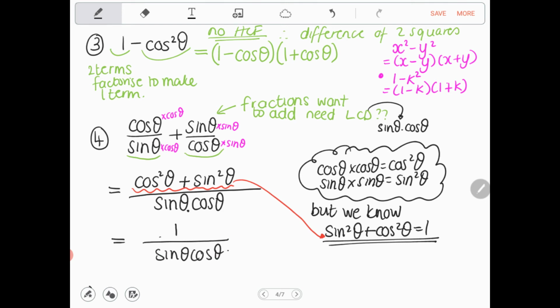So it's all about the algebra. The only trig in number 4 was replacing the sine squared plus cos squared with a 1. Everything else was algebra.